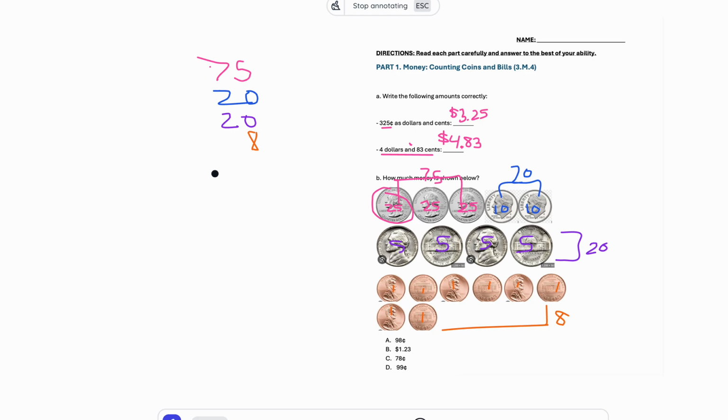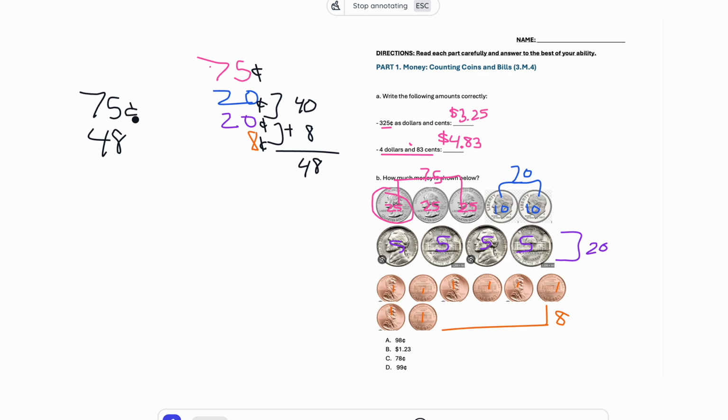And then I'm going to add all of this. I'll start with these two. This is 40, because 20 and 20 is 40, plus 8 is 48. So now 75 cents plus 48 cents. And these are all cents. Once again, cents.